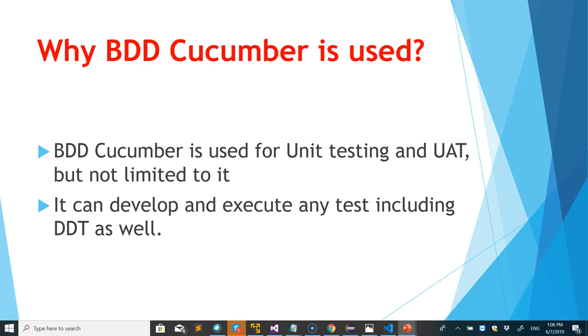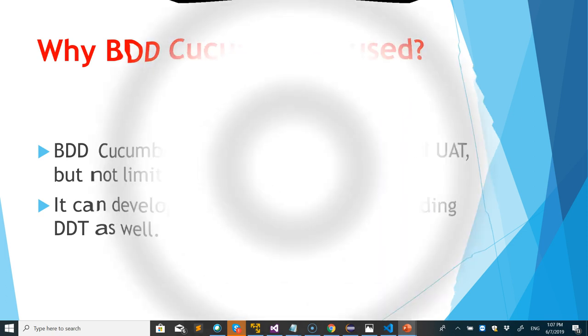Even if you can learn it, you can find projects at Upwork, freelancer.com, fiverr.com, and definitely you can find some projects. Sometimes some companies are asking for BDD Cucumber specialists in utest.com too. Okay, BDD Cucumber can develop and execute any test, including DDT as well, data development test as well.